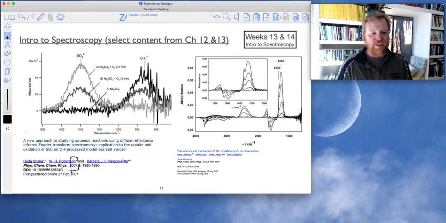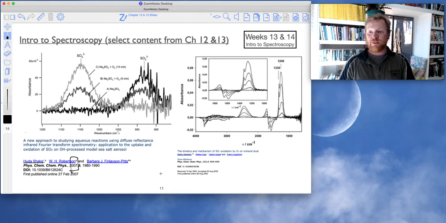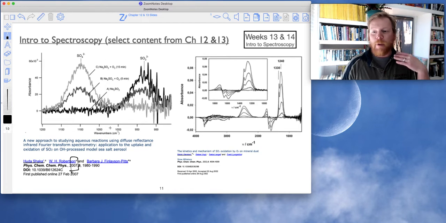So Dr. Finlayson and Pitts more or less perfected this technique. So it was very cool to get to learn it from her. This is a fantastic example. This is an IR spectrum, so it's Fourier transform. But what's important to note, it's a fantastic demonstration of this difference spectroscopy.